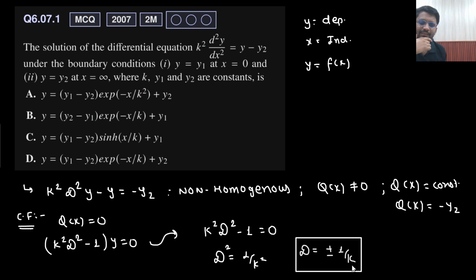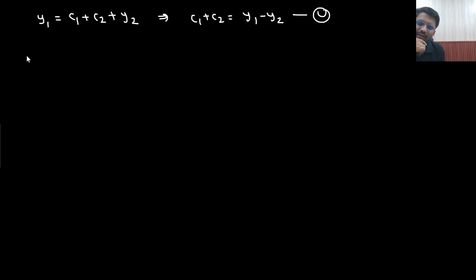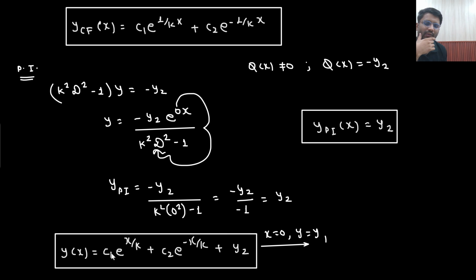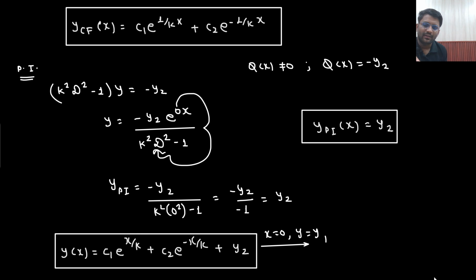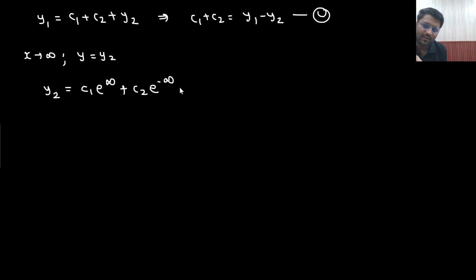Next, what are they saying? Next they are saying that at x tending to infinity, y is y2. If x is tending to infinity, the value of y is y2. So we have C1 e to the power infinity plus C2 e to the power minus infinity plus y2.